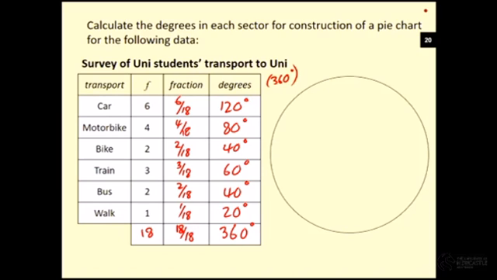It could have asked me for what percent. Well, if they did, I would just get 6/18 times 100 and make it a percent. Same old issue, fraction or decimal to become a percent, just times by 100.